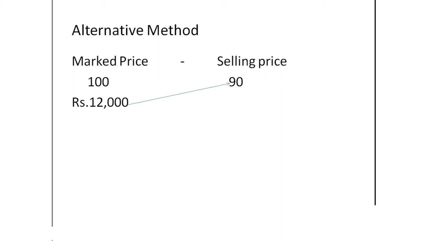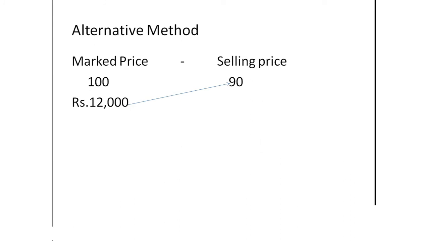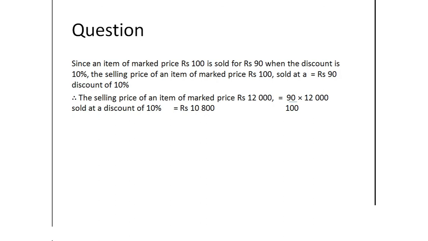And they have given the mark price. You write the mark price under mark price, 12,000 rupees. We want to find the selling price. I have put an arrow, but how am I going to find the selling price? 12,000 multiplied by 90 divided by 100. You will get the answer. I will do another one.